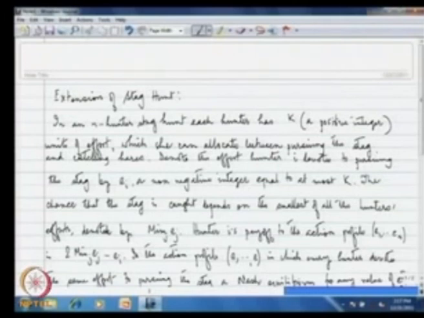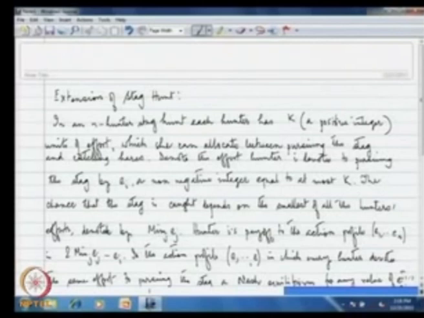In an N hunter stag hunt, each hunter has capital K, a positive integer, units of effort, which he can allocate between pursuing the stag and catching hares. Denote the effort hunter i devotes to pursuing the stag by e_i, a non-negative integer equal to at most capital K. The chance that the stag is caught depends on the smallest of all the hunters' efforts, denoted by min_j e_j. Hunter i's payoff to the action profile (e_1, e_2, ..., e_N) is 2 min_j e_j minus e_i.